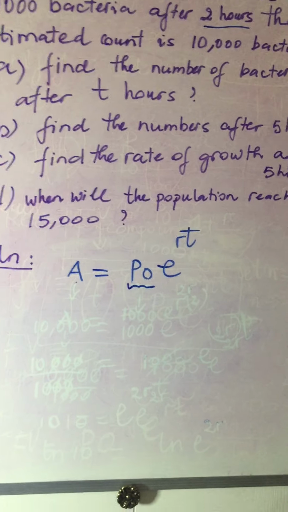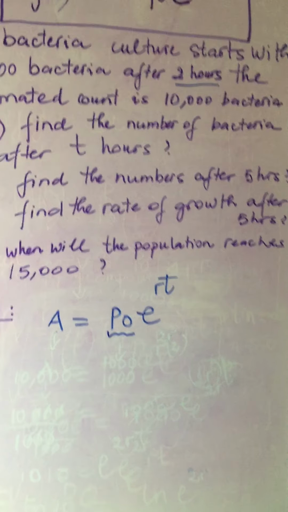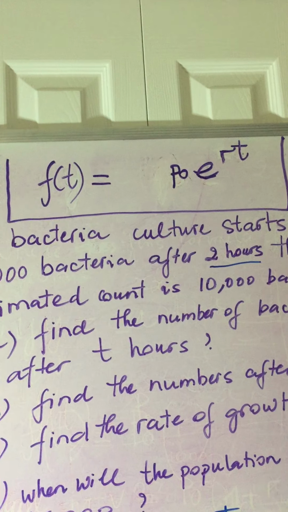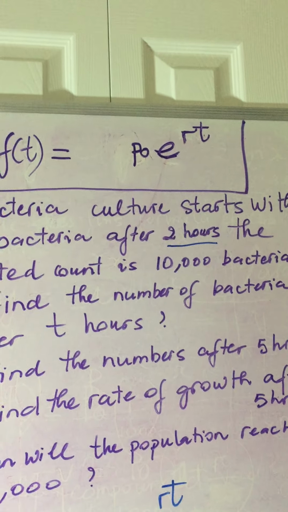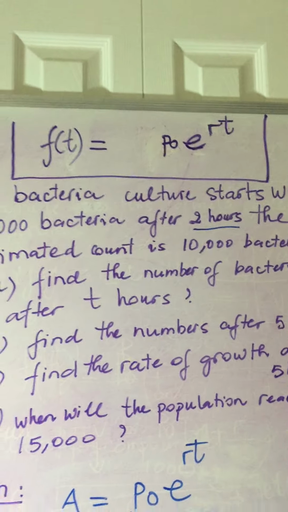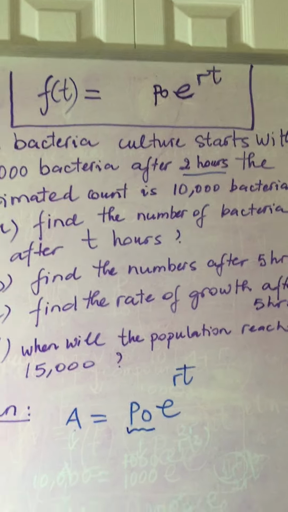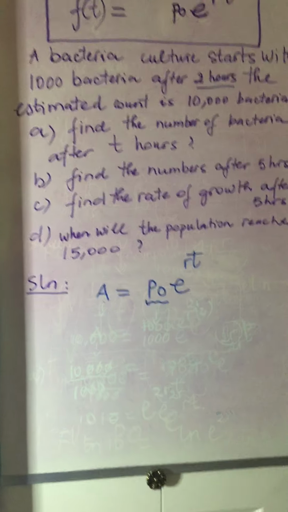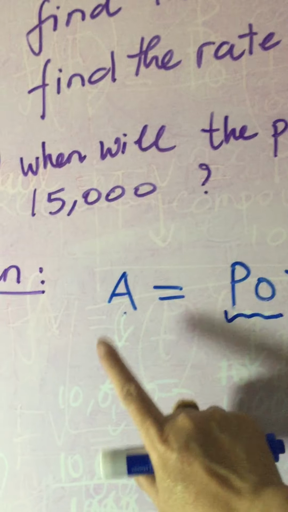Okay, so let's see how we deal with this. Now I copy the formula. We talked about the function f of t equals P0 e to the rt before in the previous video. So this is the formula for the exponential function. I'm not going to explain it anymore because I had mentioned this formula before. So just a quick review.